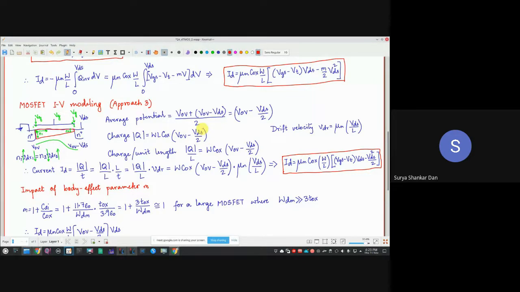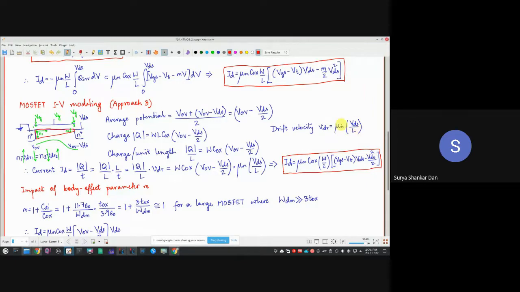Now, what is the charge per unit length? I will simply divide it by the channel length, capital L. That is, there is one L here, so W into Cox VOV minus VDS by 2. Now what was the drift velocity here? Drift velocity was given by VDR is equal to mu n into VDS by L.